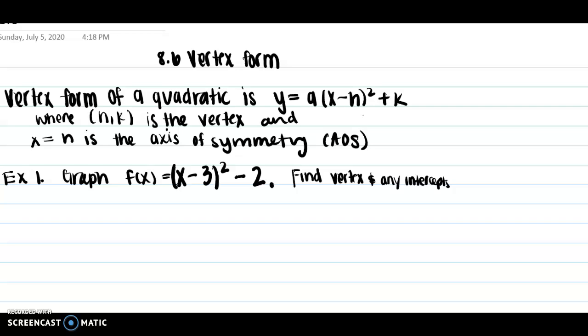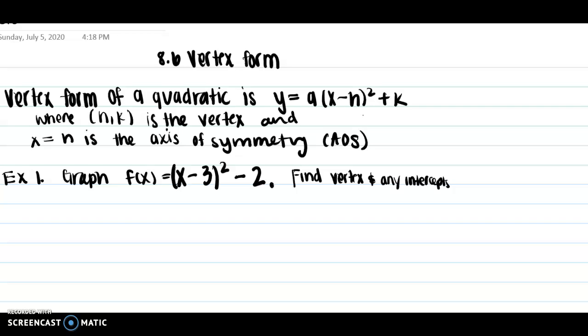So in this video, we're going to go ahead and graph vertex form of a quadratic, and that is y equals a(x minus h) squared plus k, where (h, k) is your vertex and x equals h is the axis of symmetry.